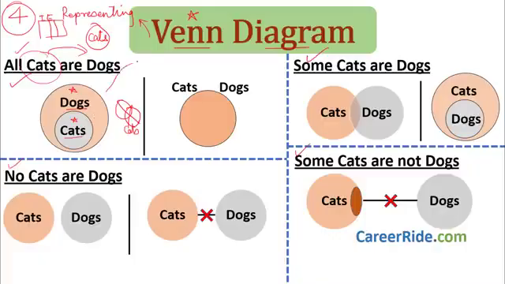Another way to represent it is this, where the circle of cats and dogs coincide. The same circle is for cats, the same circle is for dogs. This means that all the cats are dogs, but this also means that all the dogs are cats, because both have the same circle. Here you can say all cats are dogs, but you can never say all the dogs are cats. So this is the difference.